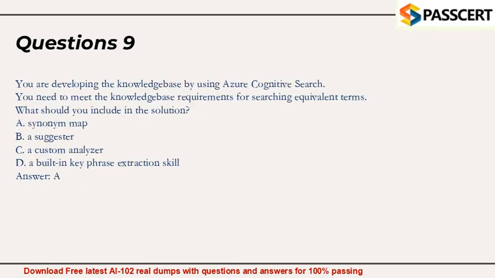Question 9. You are developing the knowledge base by using Azure Cognitive Search. You need to meet the knowledge base requirements for searching equivalent terms. What should you include in the solution? A. Synonym map. B. A suggester. C. A custom analyzer. D. A built-in key phrase extraction skill. Answer A.